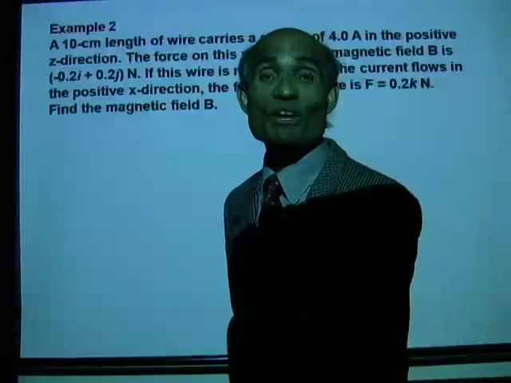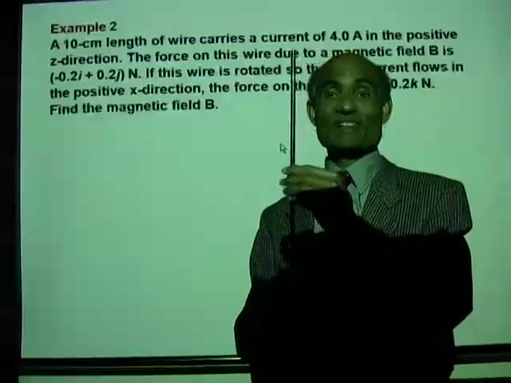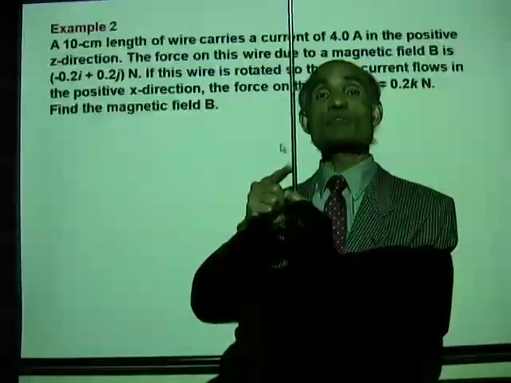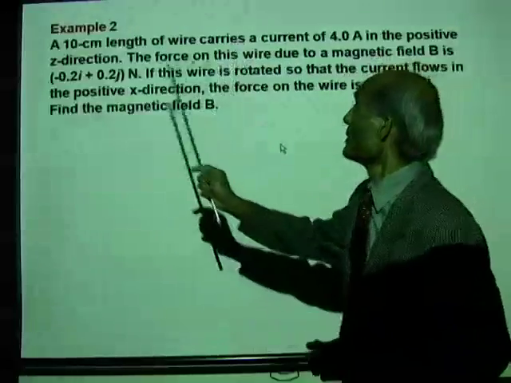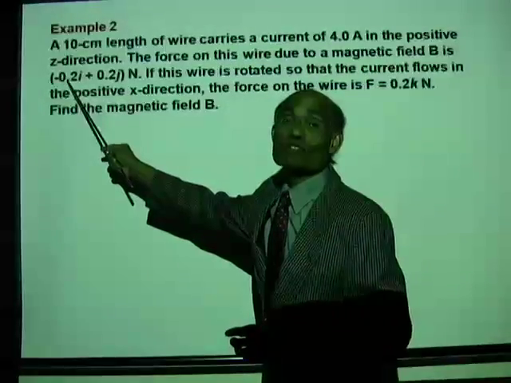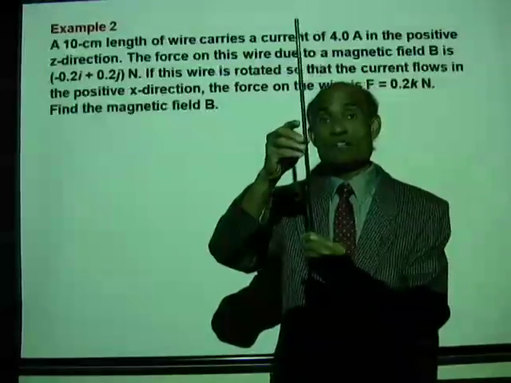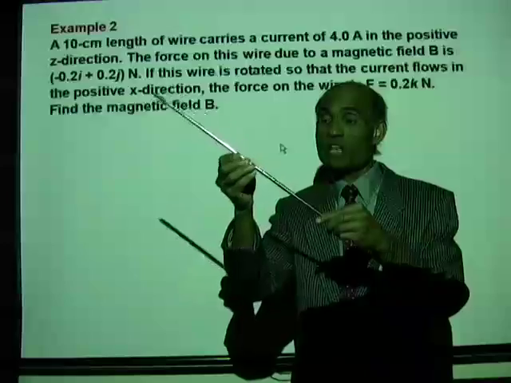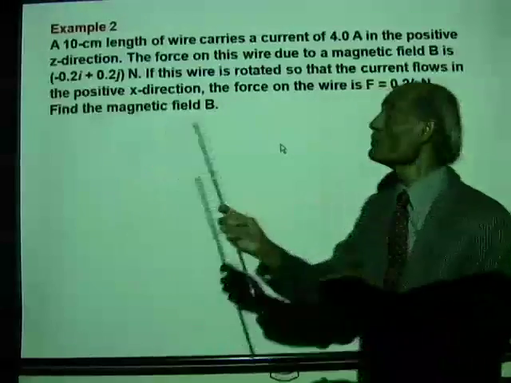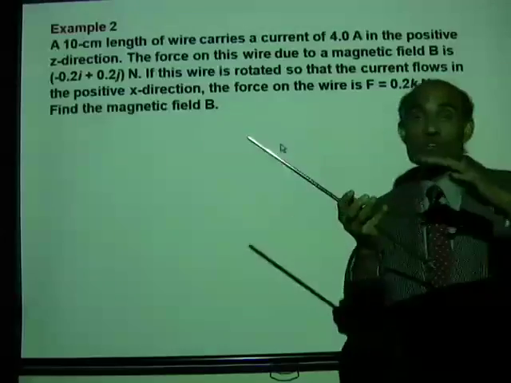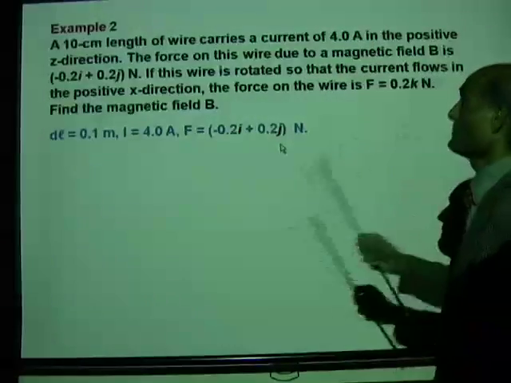Well, this is a little more involved problem. Here we have two situations. First, the current is flowing in the positive Z direction, and at that time, the force on that conductor is this. And the wire is rotated so that the current flows in the positive X direction. The new force is this. We've got to use these two situations. Alright, let's pick the data.